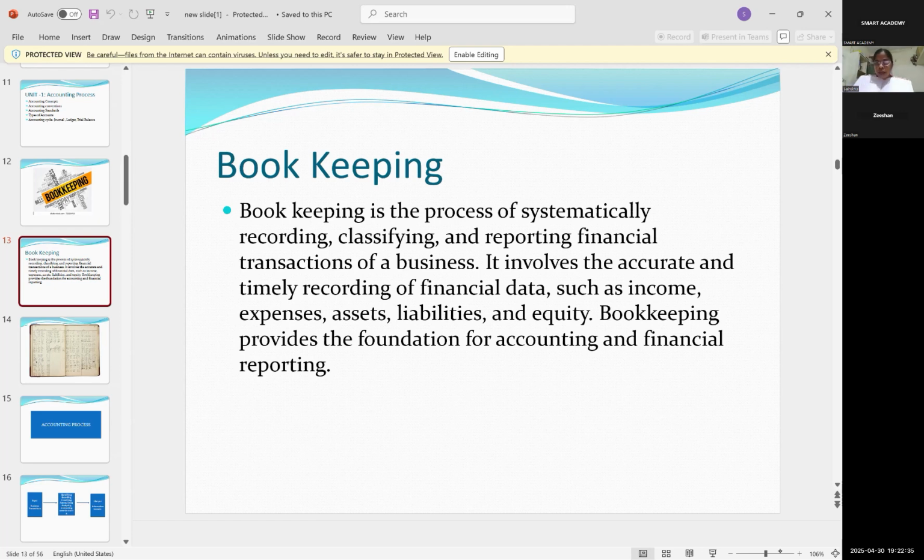Timely recording of financial data such as income, expenses, assets, liabilities, and equity. Bookkeeping provides the foundation for accounting and financial reporting. Now, why do you think they maintain all those things? Because they record all the financial information in the book.